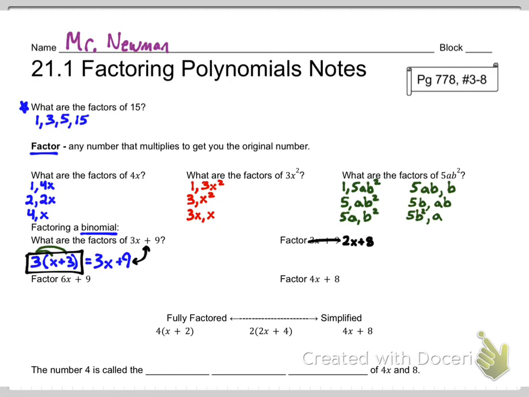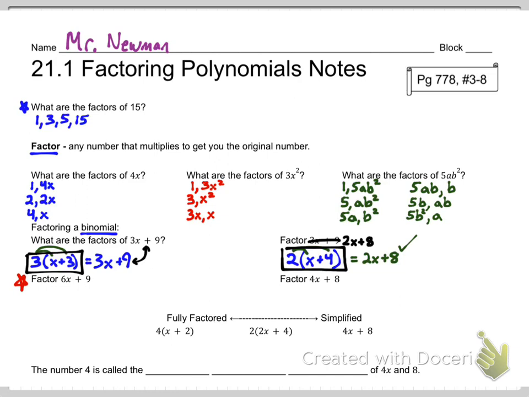Let's try this with 2x plus 8. What can be multiplied by and go into 2x and go into 8? Well, 2. So 2 times x plus 4 multiplies together to get 2x plus 8. So 2 times x plus 4 must be a factor of 2x plus 8. Now notice for each of these, I'm checking my work by distributing it back out and making sure I get the original expression. That's what we're going to have to do down here in a little bit.